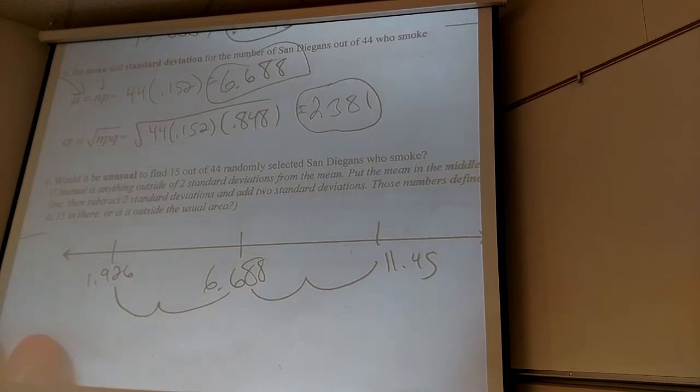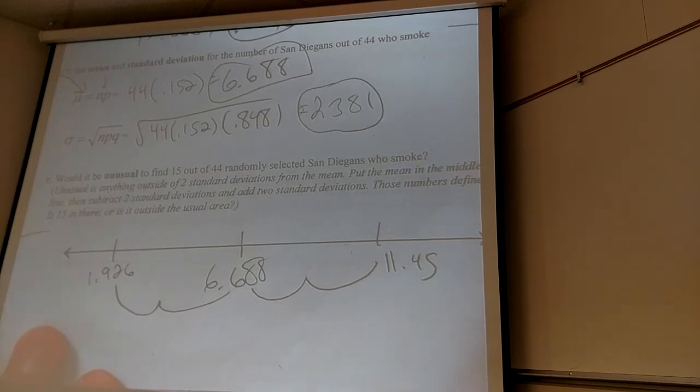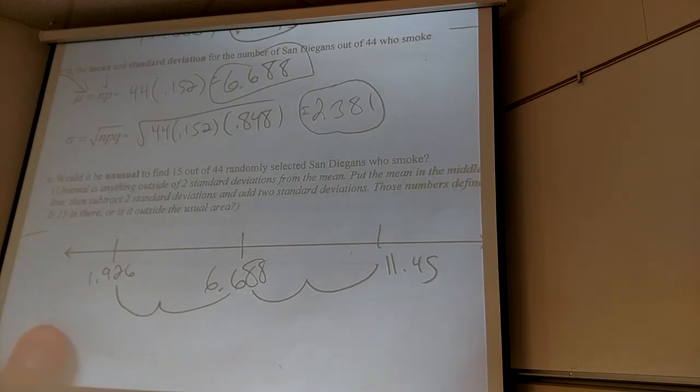Would it be impossible to get all 44 smoke? No. Because more than 44 San Diegans smoke. So it's possible to randomly pick. But would it be likely? Oh, nowhere near.